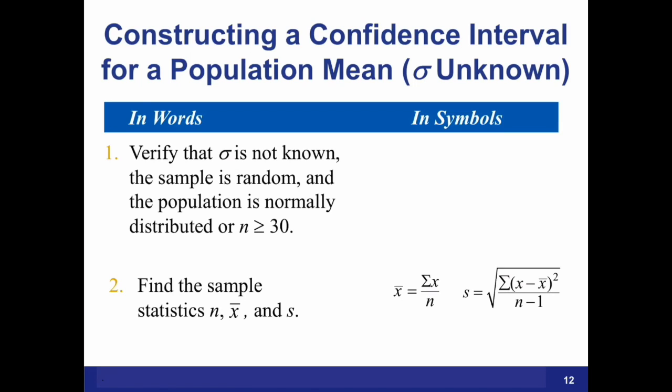In that case, you will use the sample mean and sample standard deviation to calculate the t-statistic. And if the population is normally distributed, then even for sample sizes less than 30, you can use the sample mean and the sample standard deviation to calculate the t-statistic. Once you verify this, then you need to find the sample size, the sample mean, and the sample standard deviation. For the sample mean, you know the formula to calculate it, and for the sample standard deviation, you also know the formula for how to calculate it.